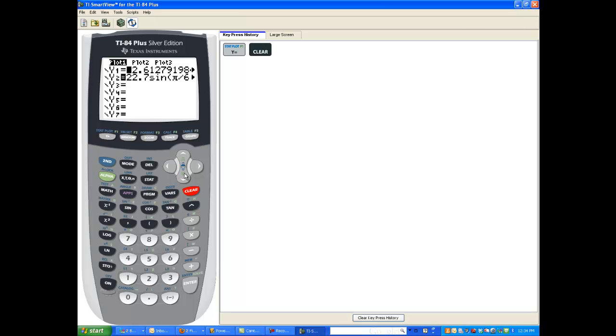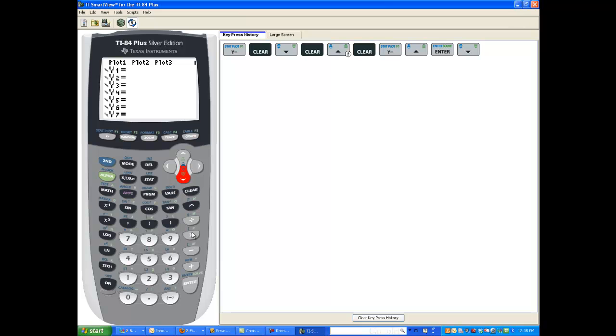Remember, if you have plots turned on, I'm going to turn off my plot if I've been doing statistical analysis. If I've been doing statistical analysis, I go up and hit enter and it turns the plot off, right? So just in case we want to look at the function.